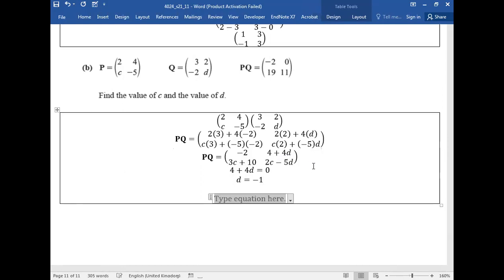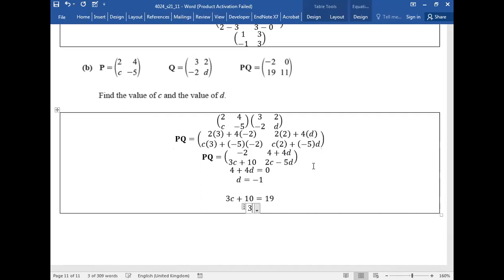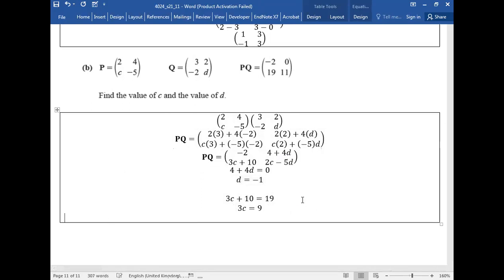-1. Similarly, 3C plus 10 was supposed to be 19. Is that right? So what is the value of, सही है ना, 3c plus 10 ही है ना, 9, so the value of c is 3.